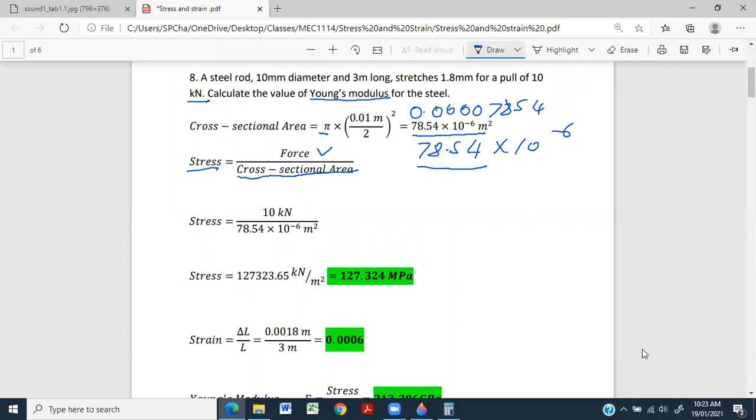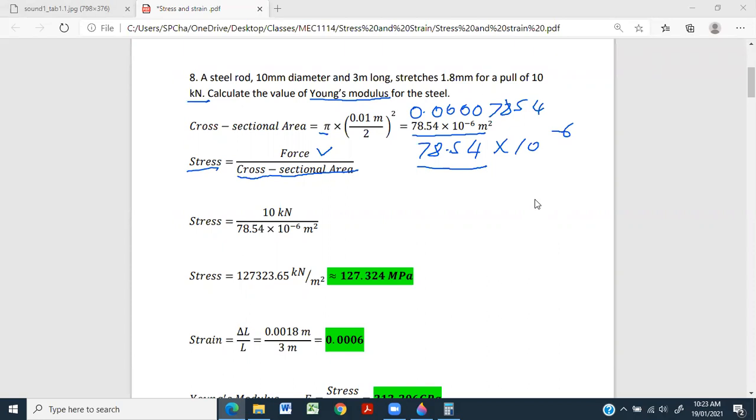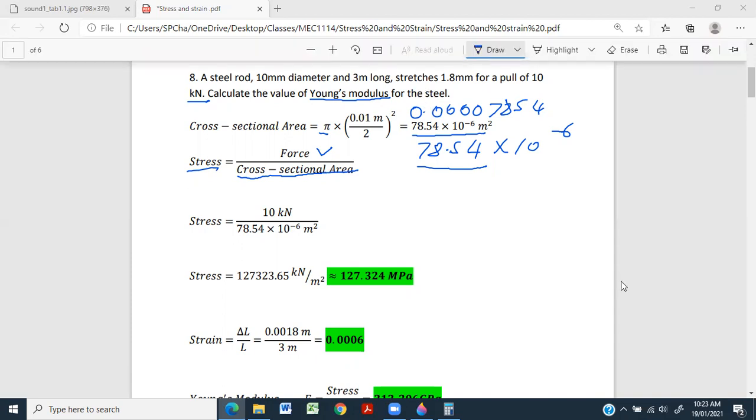Let me see, there's some questions in the chat. Will we ever use radians in MEC? Yes, we will use radians in MEC. Maybe next semester you guys will use radians. All right. Okay, good.